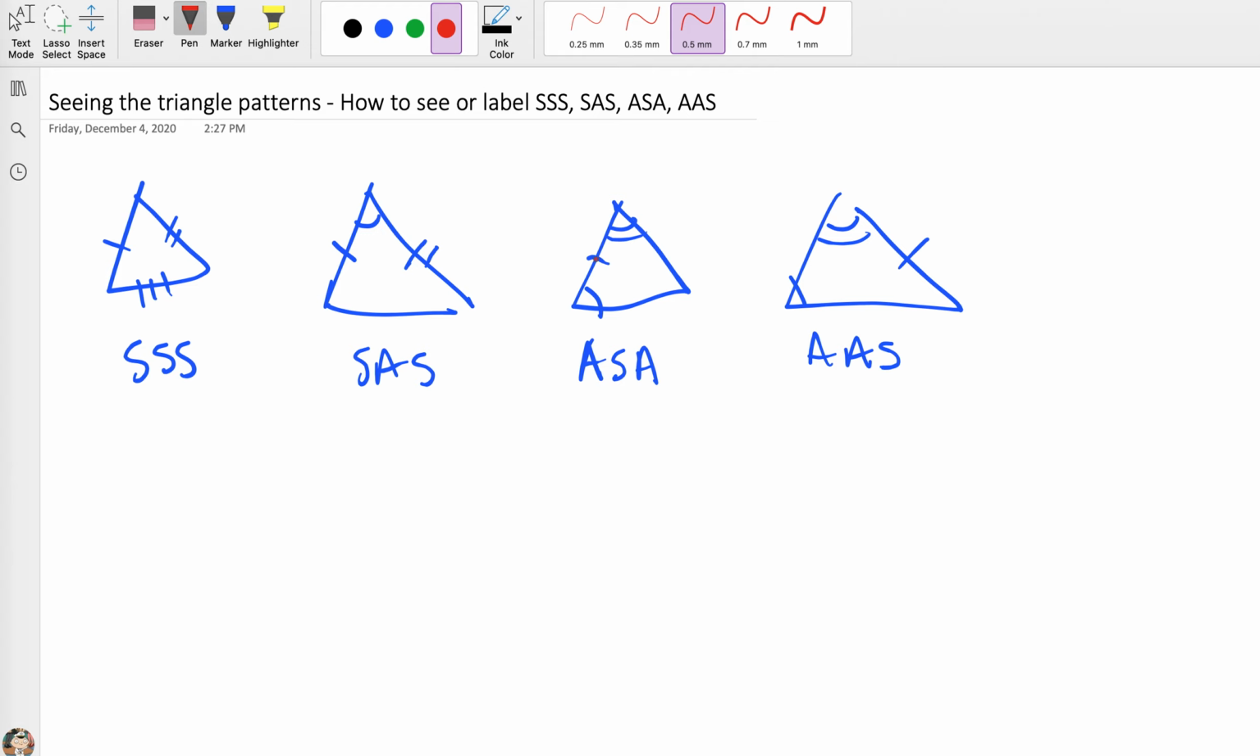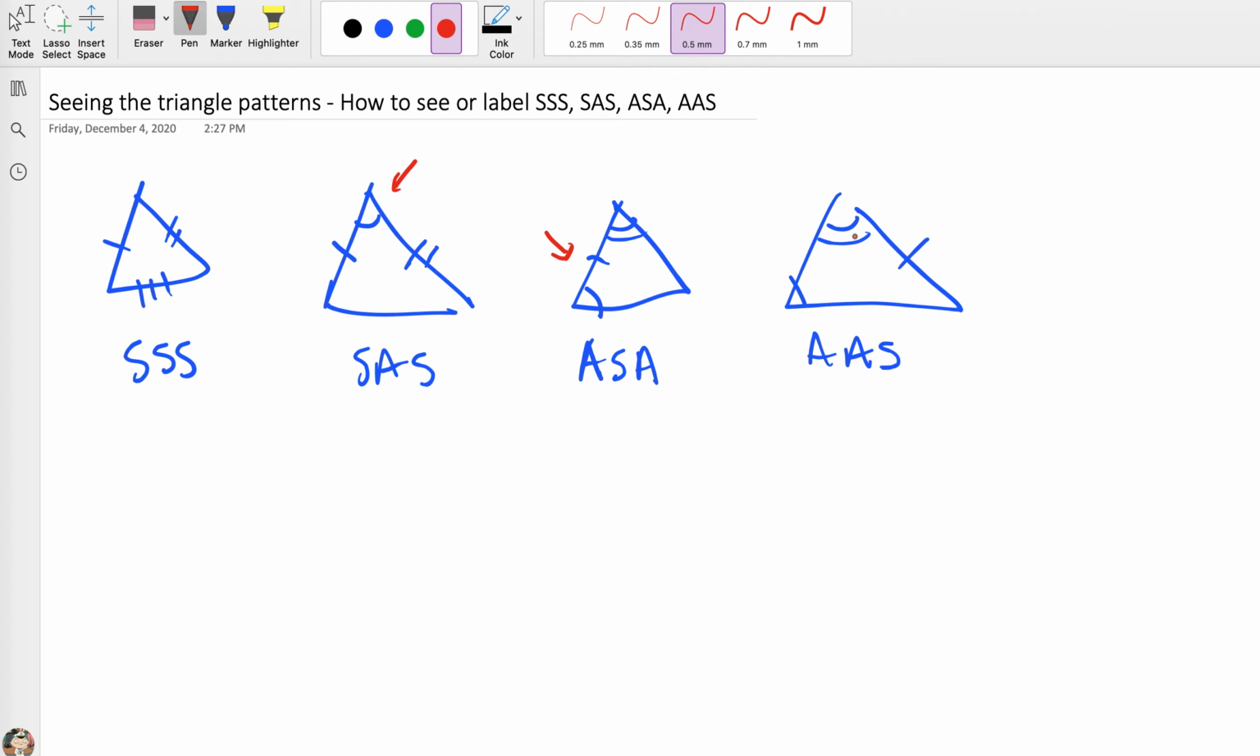Angle, side, angle is like a side sandwich. So the vegetarian ham is the side and the 2 angles are the pieces of bread. So in this one, the side is actually touching both of the angles. So we call this angle the included angle. We call this side the included side.